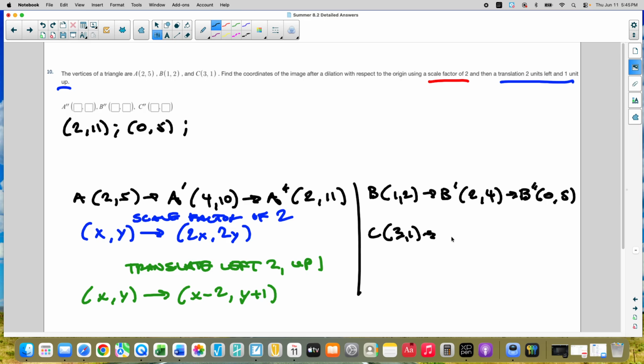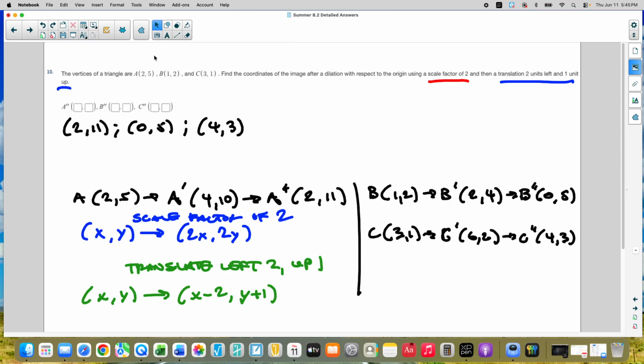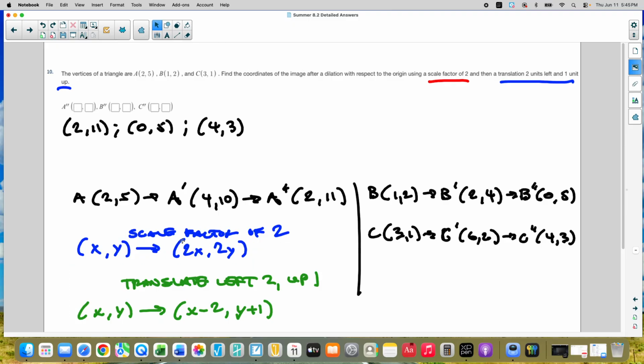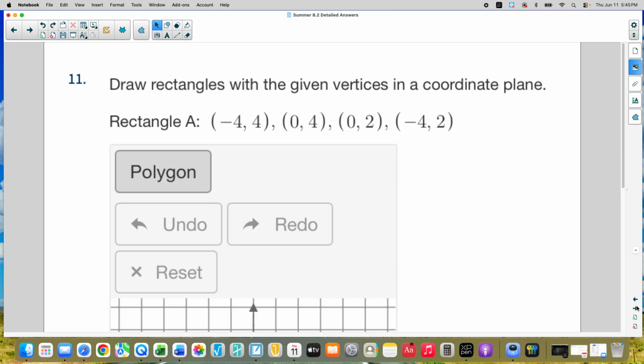And we're going to multiply it by 2. So C prime is going to be 6, 2. And then C double prime is going to be minus 2, which is 4, plus 1 is 4, 3. So my C double prime is going to be 4, 3. So you can also do it without a graph. That's the benefit of having these formulas, these ways of knowing what the translations are going to be. Kind of cool, kind of interesting.